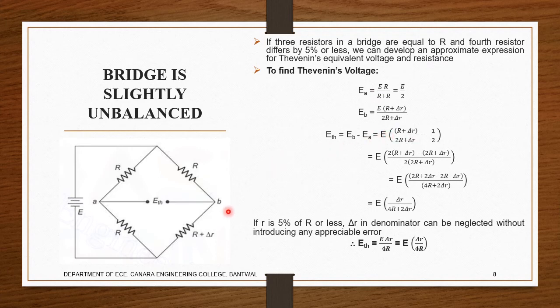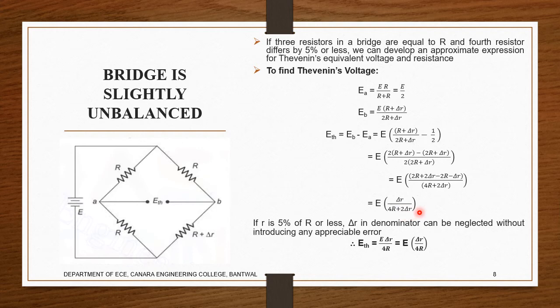Here I have taken in terms of A, because the resistance is more here, so my voltage might be different. You can take EA minus EB or EB minus EA. My suggestion is that when the bridge is slightly unbalanced, it is better to go for EB minus EA. So E into R plus delta R divided by 2R plus delta R, minus 1 by 2. Taking E common and simplifying, it comes as E into delta R divided by 4R plus 2 delta R.